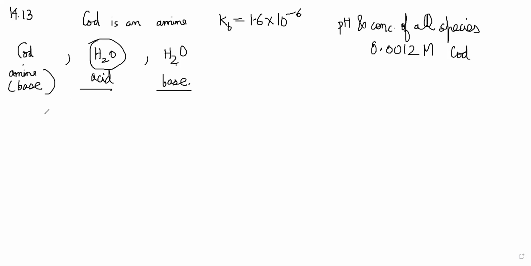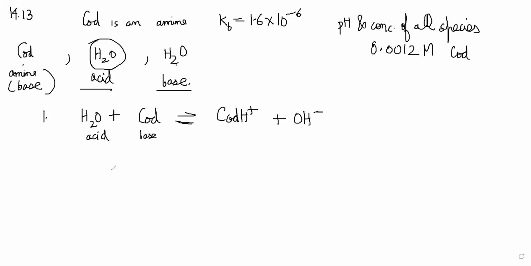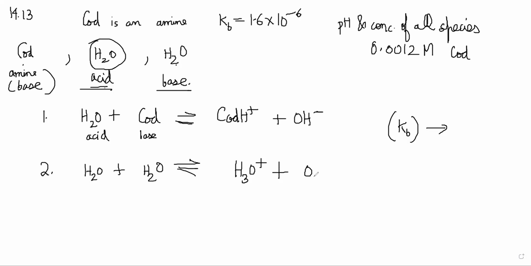So the two possible reactions are water acting with codeine, where this is the base and this is the acid, and this gives codeine H plus and OH minus. This is the reaction for which the Kb has been given to you, right? The other possible reaction is water acting as an acid to water. Water with water, right? That is the opposite of the normal Kw reaction.